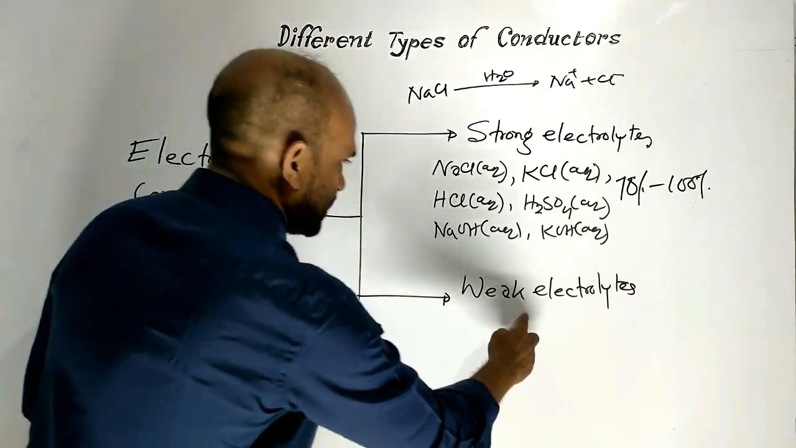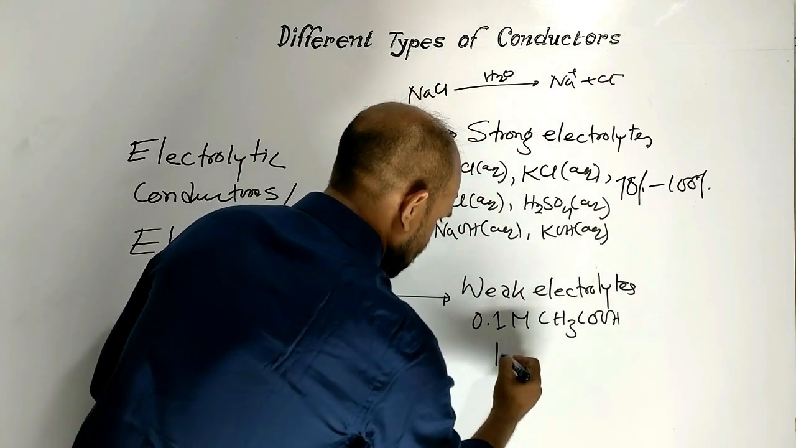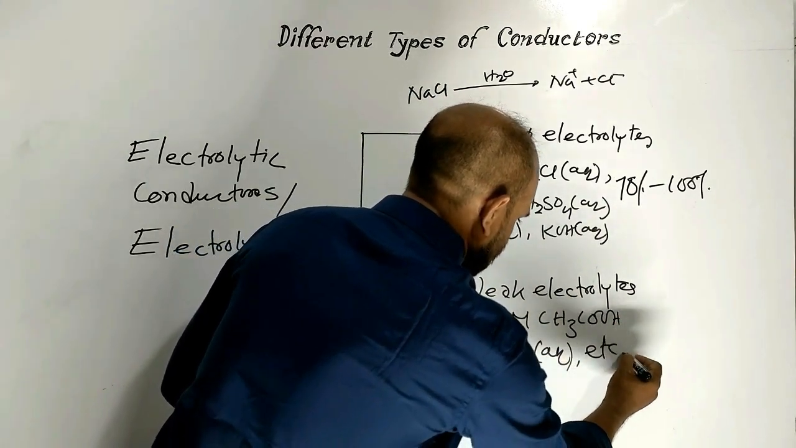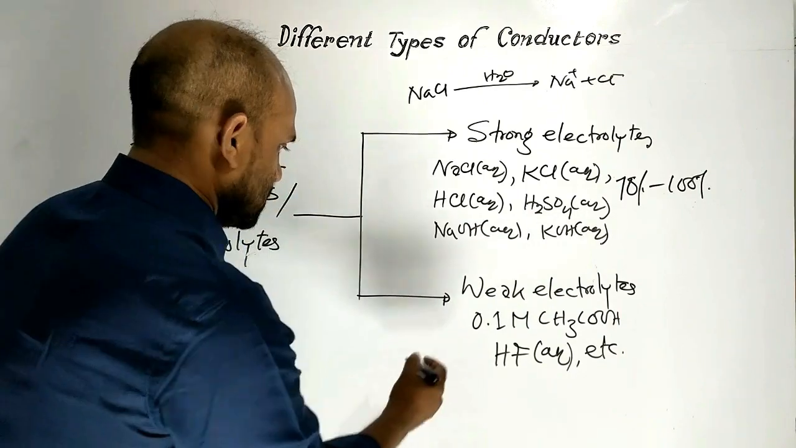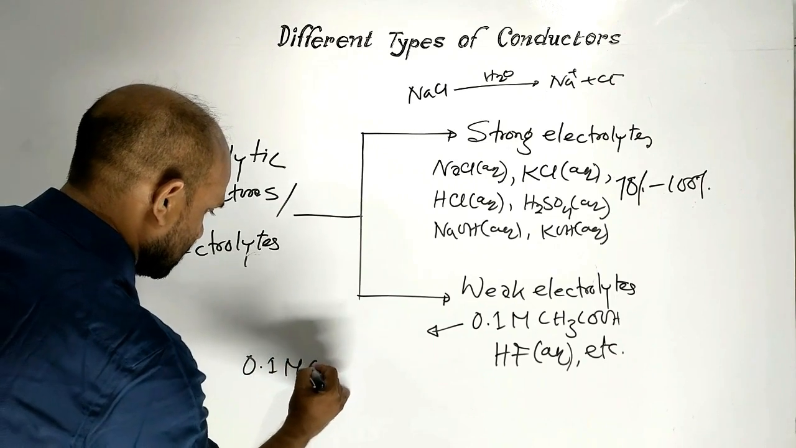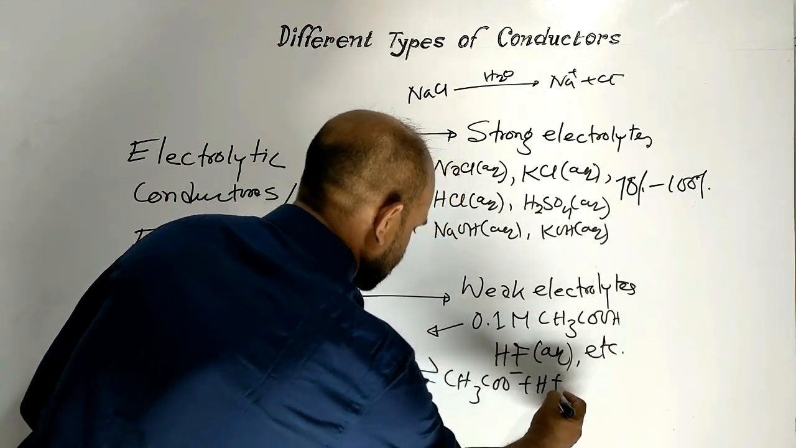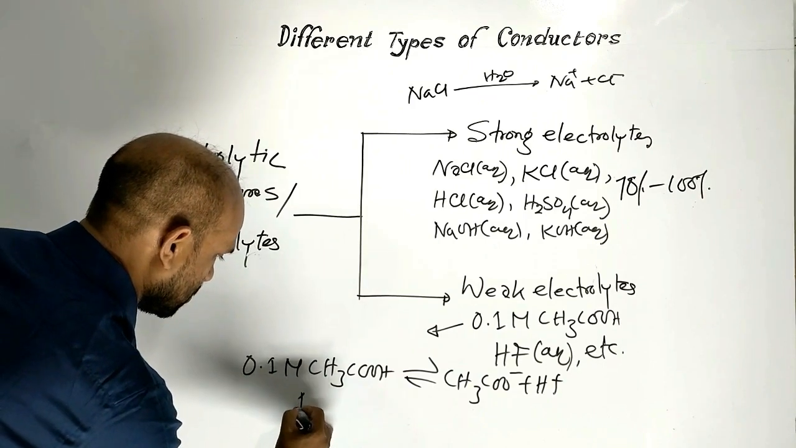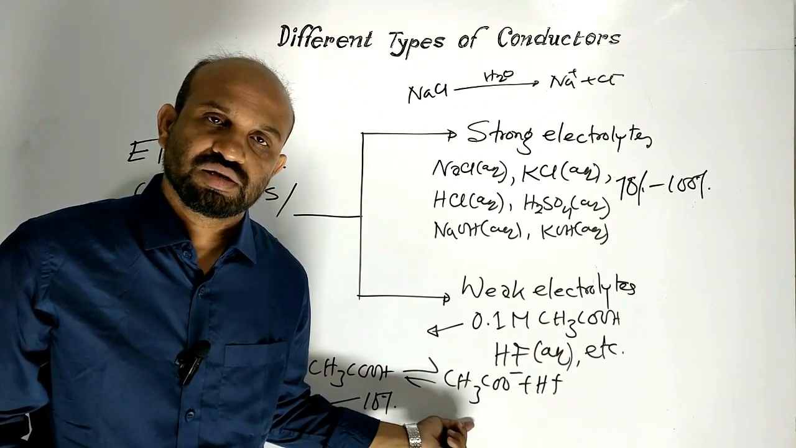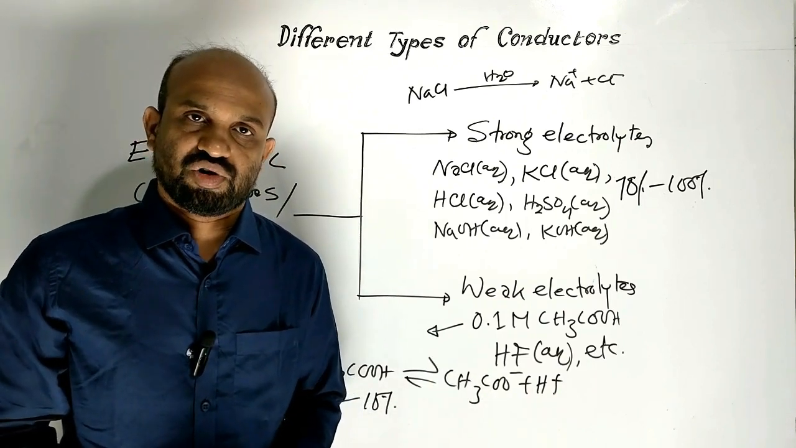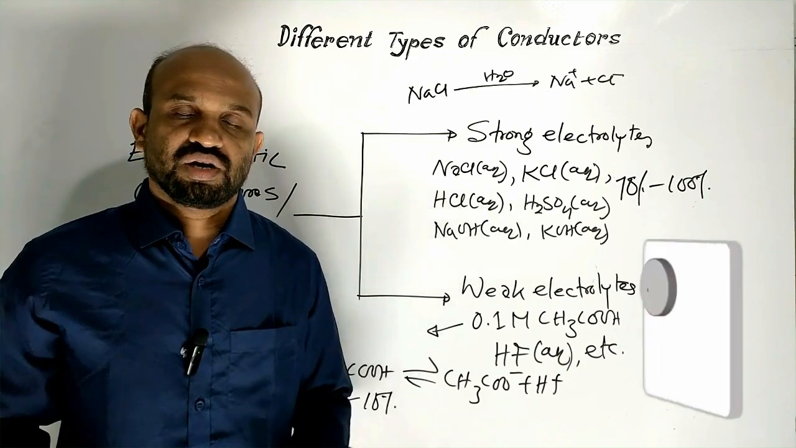On the other hand, weak electrolytes, for example, 0.1 molar acetic acid and hydrofluoric acid, etc. These compounds are known as weak electrolytes or weak electrolytic conductors because these compounds, 0.1 molar acetic acid, ionize to acetate ion and proton. Here ionization occurs only 1% to 10% to form positive and negative ions. So in this case, less amounts of positive and negative ions are formed to conduct electricity. That is why these compounds are known as weak electrolytes or weak electrolytic conductors.